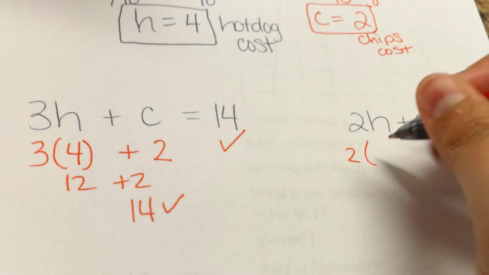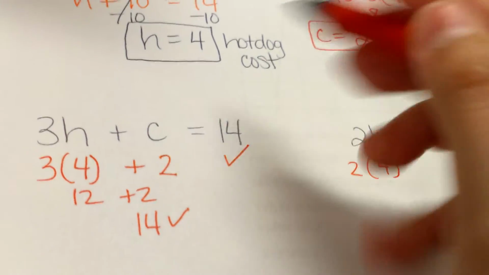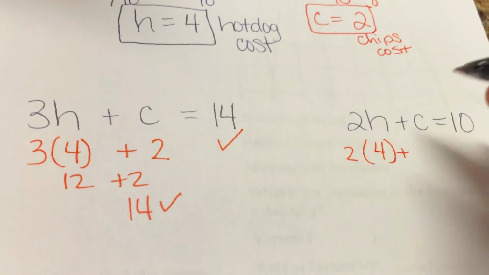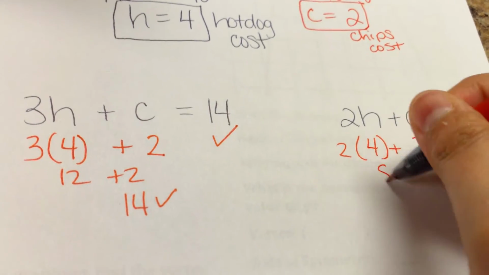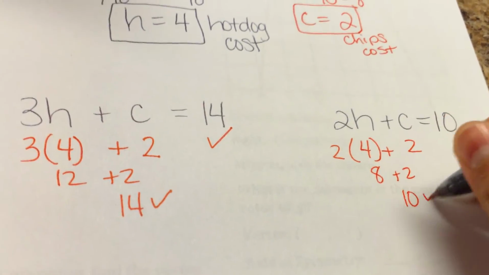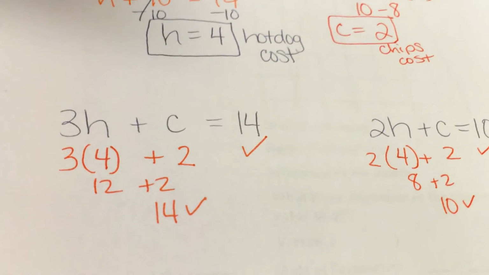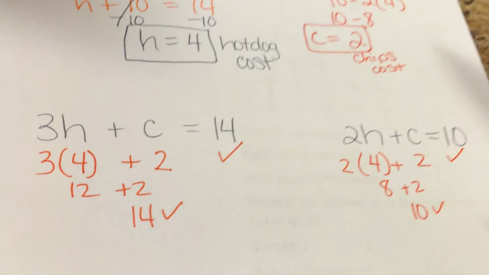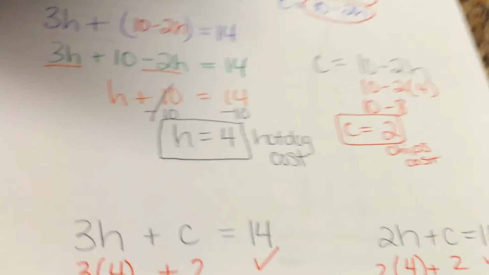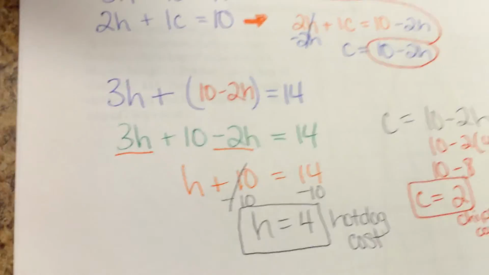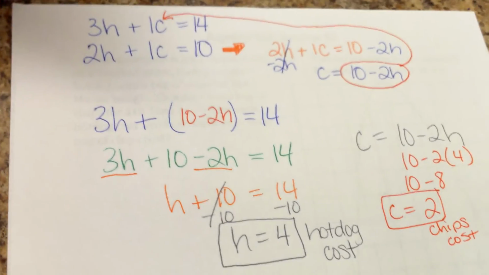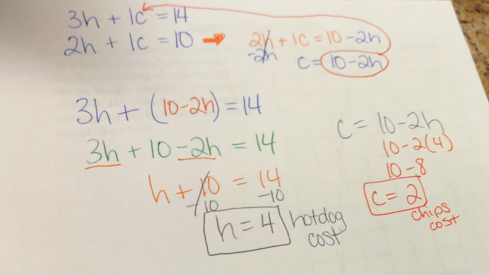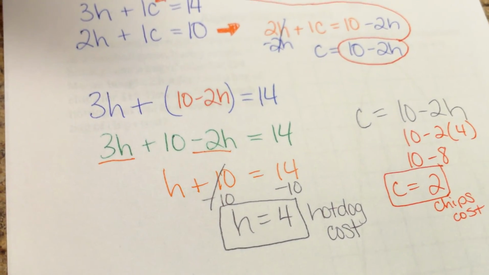So then 2 times H, which is 4. That's what we have right here. Plus C, which is 2. 2 times 4 is 8. 8 plus 2 is 10. Yep. It matched up. So my answer is correct. Hot dogs cost $4. Chips cost $2. So this is using substitution, where you plug in one letter for the other equation. And there we go. I'm going to show you elimination next.